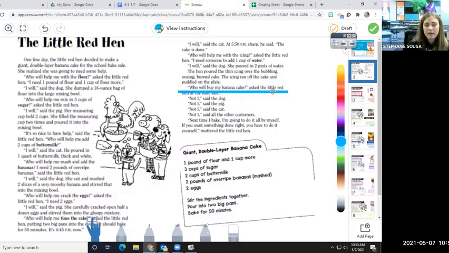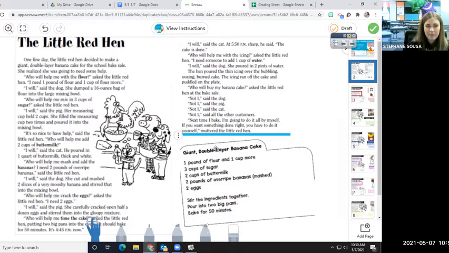Who will buy my banana cake? Asked the little red hen at the bake sale. Not I, said the dog. Not I, said the pig. Not I, said the cat. Not I, said all the other customers. Next time I bake, I'm going to do it all by myself. If you want something done right, you have to do it yourself, muttered the little red hen.